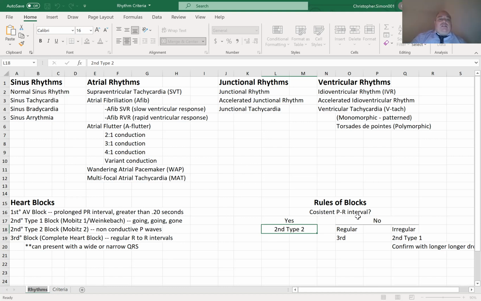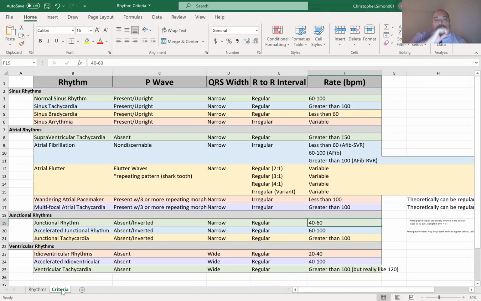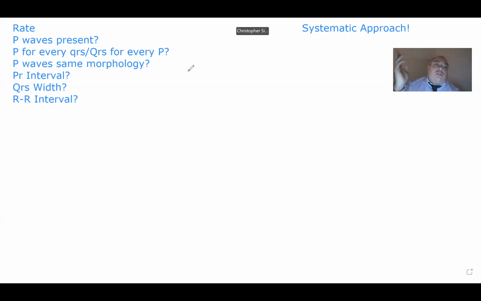All right, so let's get right into it just to show you. This is the chart that I was referencing, guys. Hopefully you've got your hands on it, and if not, then we'll work on getting it to you. So you just got to know these criteria, right? Because what we're going to do, guys, is approach every rhythm with a systematic approach, and we're going to ask ourselves a bunch of questions, okay? And I'm going to show you what I'm talking about. This is how I approach things, right? I ask myself these questions in this order.